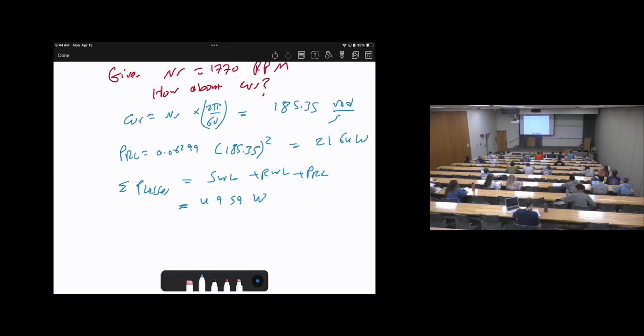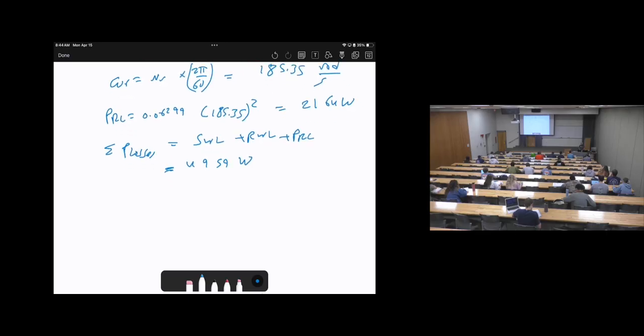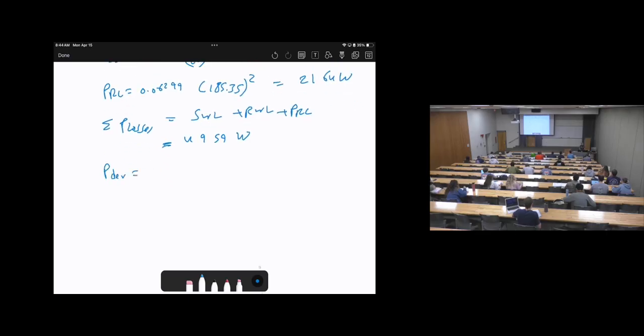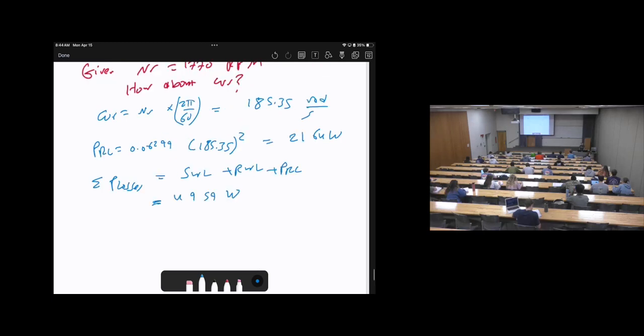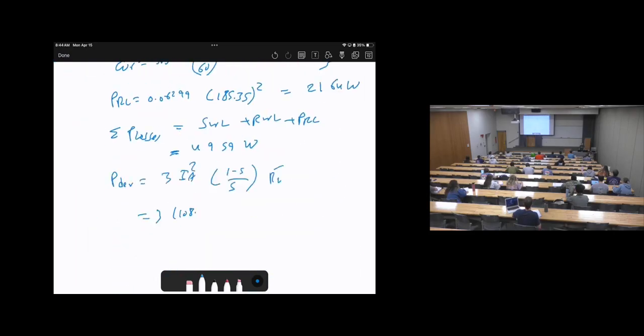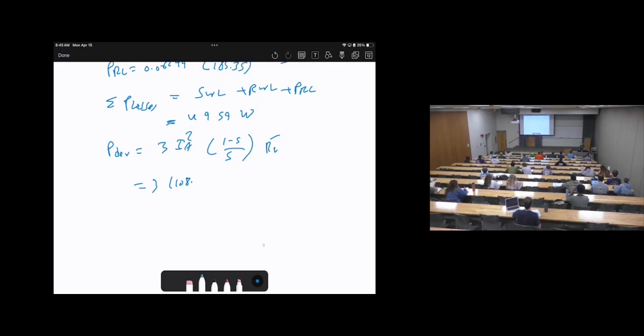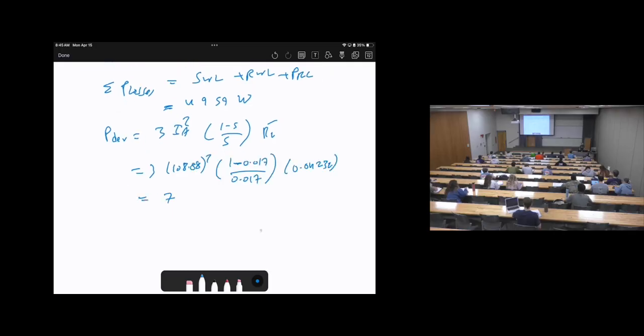Okay? Then we need to calculate all of the powers. So how about P div? P div equals 3 IA squared times (1 minus S) over S times R2 bar. So it will be 3 times 108.88 squared times (1 minus 0.017) over 0.017. It's just like plugging in the formulas. Times 0.04232. So P div after plugging in these numbers will be 74.86 times 10 power 3 watts.